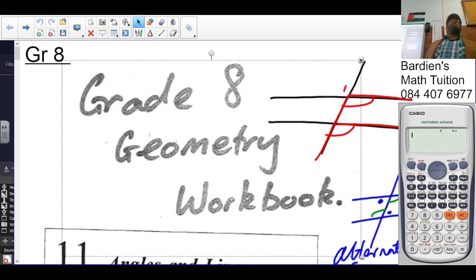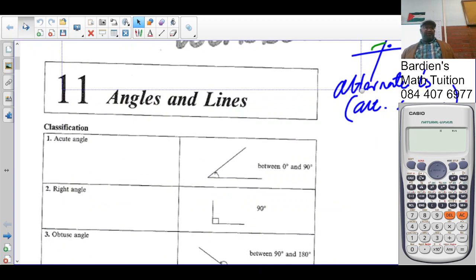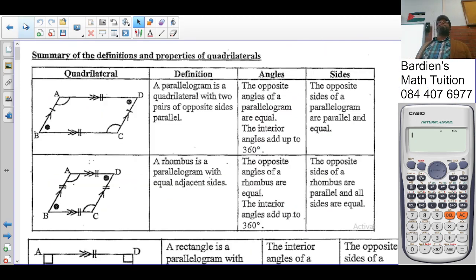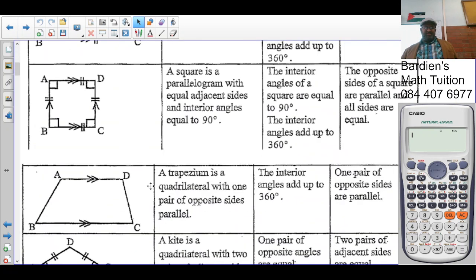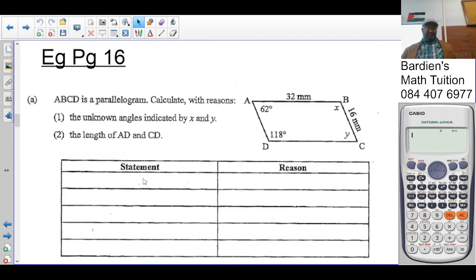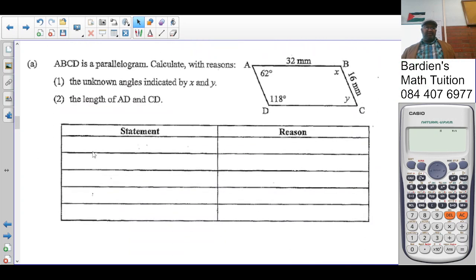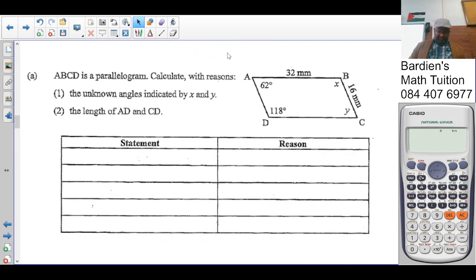Okay, good morning class. So we're looking at geometry. We're on the workbook. We're dealing with quadrilaterals, not so? At this point you guys had some homework, correct? Right, the homework was pages 18 and 19. Okay, it's fine. So this is the first one on page 17.